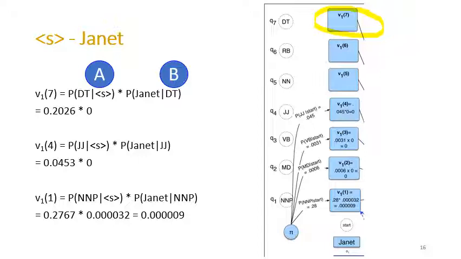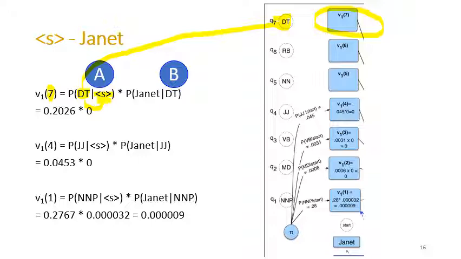So V17 is the probability that the first tag is the start symbol, and then it will be followed by the 7th tag, determiner. Why the 7th tag? Because we are calculating V17. So we are now considering what is the probability that the first tag after the start symbol is the 7th tag, a determiner. So that's the transition probability, the probability of changing from one tag to the other tag.